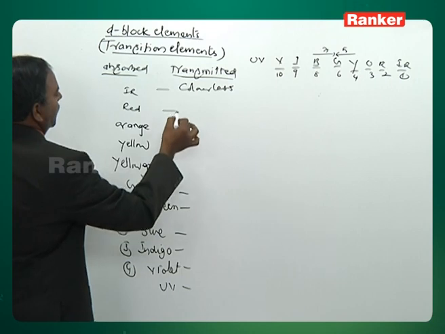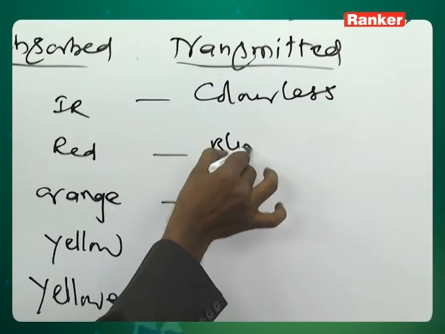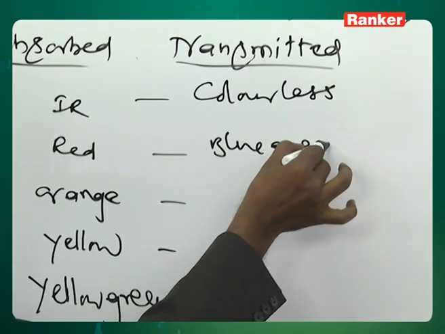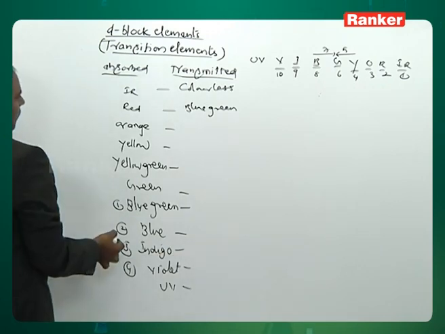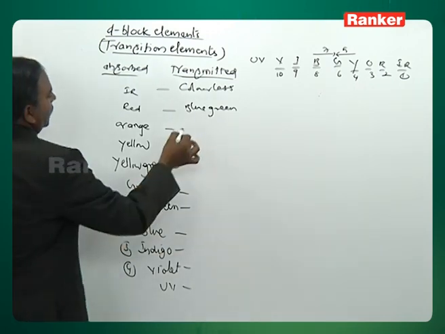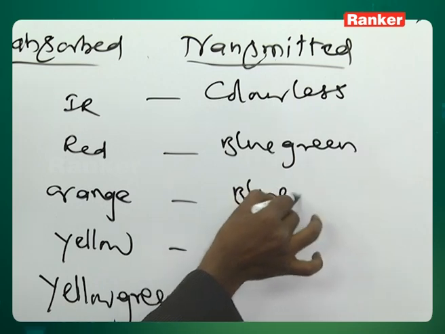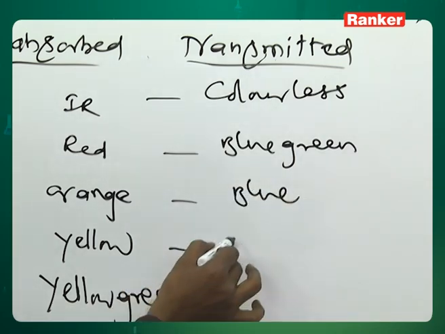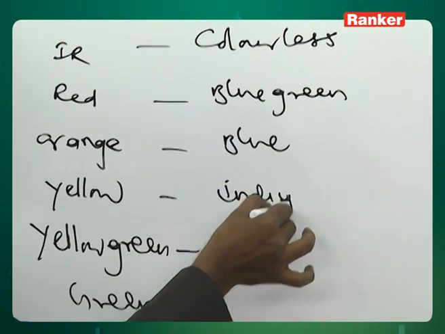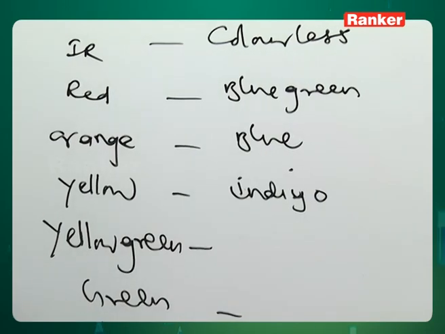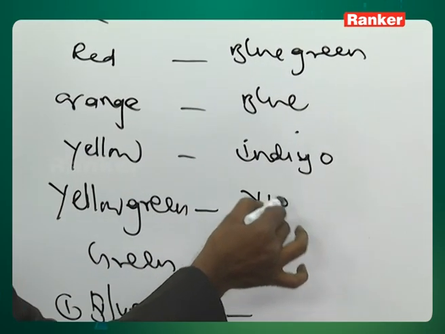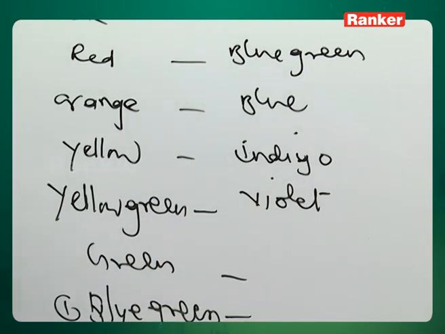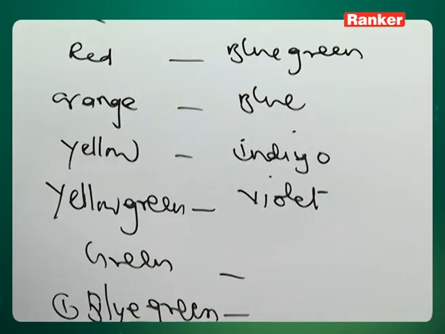Presence of unpaired electrons in d orbitals or incompletely filled d orbitals. The second reason is due to d to d electronic transitions. What is this d to d electronic transition? According to Crystal Field Theory, this particular transition is the t2g to eg electronic transition.